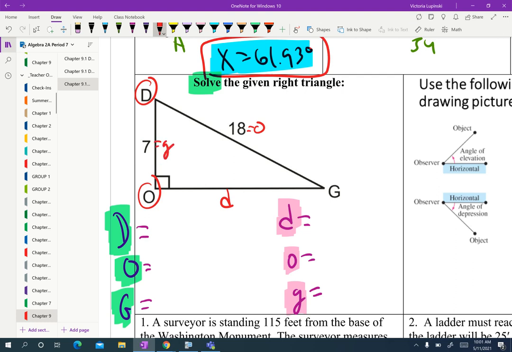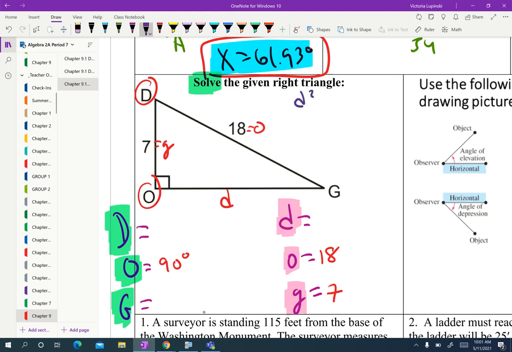So I'm going to go ahead and fill in the things I already know. I already know that angle O is 90 degrees. I know that side O is 18, and I know that side G is 7. Now I have to find the other two missing angles and the missing side. In order to find the next value, all I can do right now is find the third side. So to find the third side, I'm going to use the Pythagorean theorem.